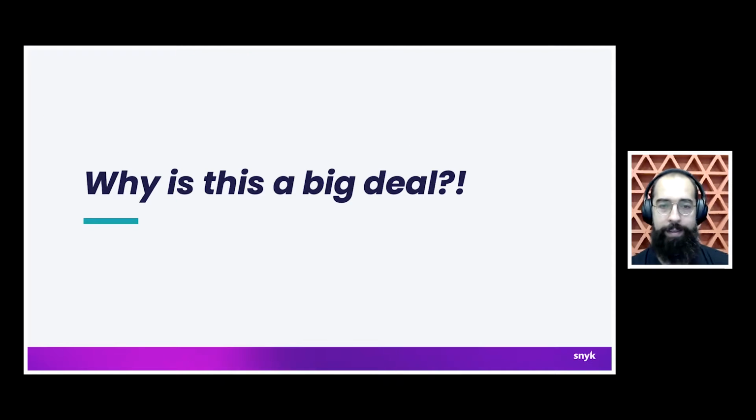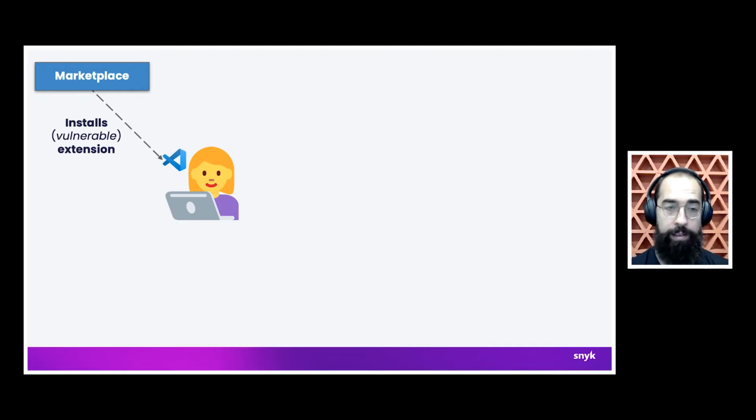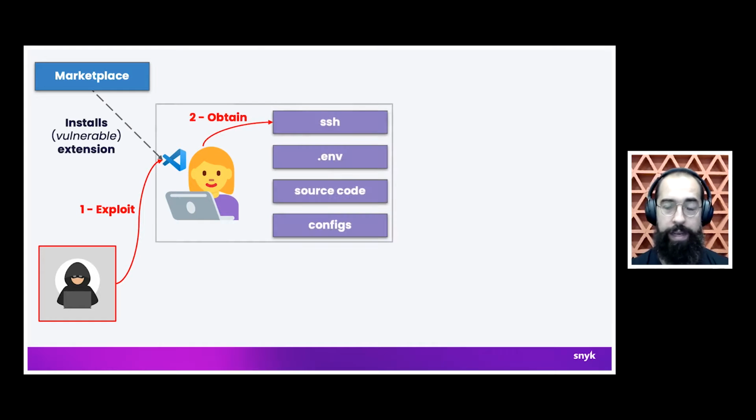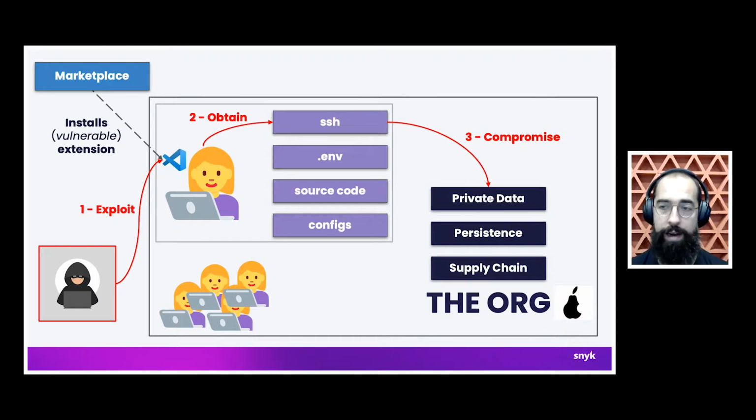So why is this such a big deal? So imagine you're a developer working in somewhere with your Visual Studio Code and you install an extension. A vulnerable one. So as we were able to see, an attacker can exploit it and can obtain some really critical data that is on your local machine, such as SSH keys, environment variables, your actual source code, or some other config files. But you're not working in vacuum. You're part of this organization with hordes of other developers.